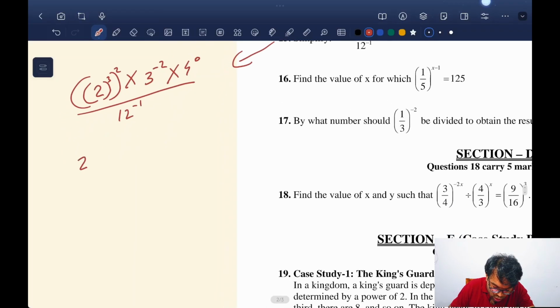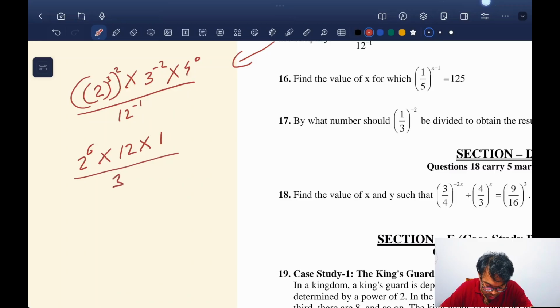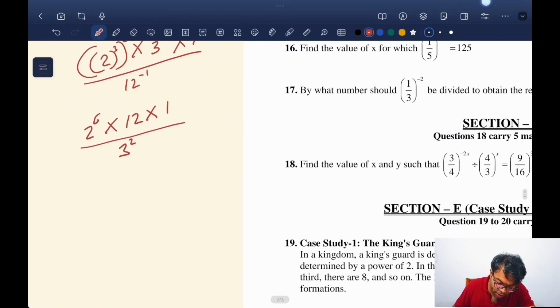So this will become 2 to the power of 6, 3 to the 6 होता है, multiplied by 12 multiplied by what is 4 to the power 0. Sorry, 4 to the power 0 is 1 upon 3 square. ओके, ये 3 to the power minus 2 है वो नीचे चला गया, 12 to the power minus 1 है ऊपर चला गया. So what do you get?